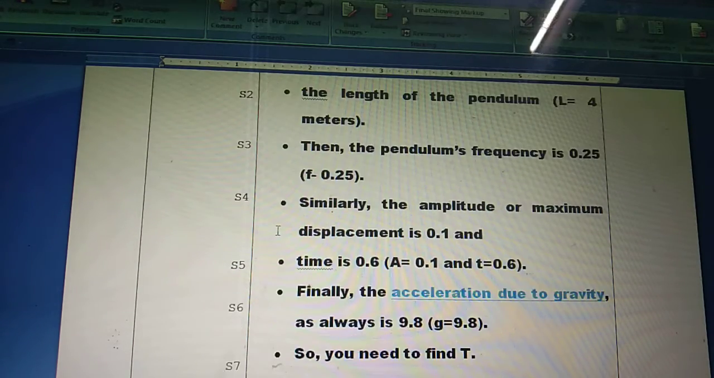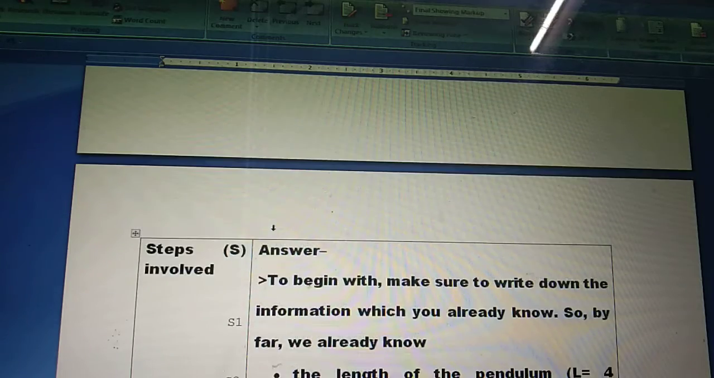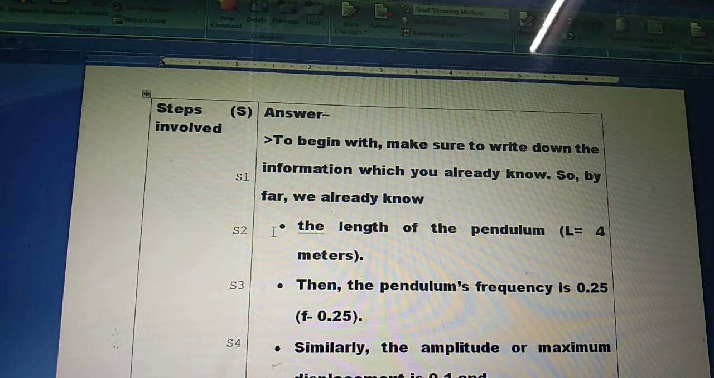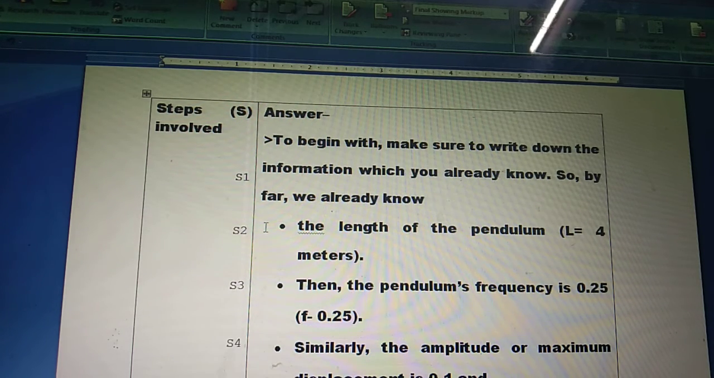Here in these steps we have got 15 steps in total. For solving the problems, you have to draw in your mind map all these 15 steps involved. Step 1, step 2, step 3, we remember by way of S1. In step 1, begin by writing down the information which you already know. You are given the information that you have to enter. So that is step 1.